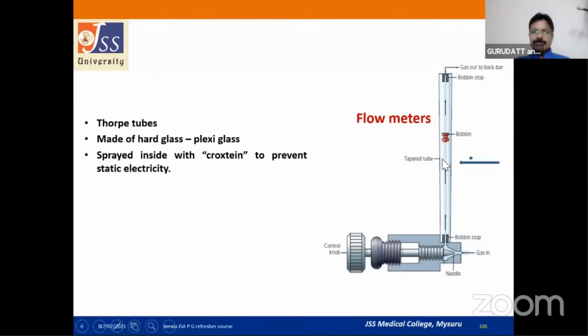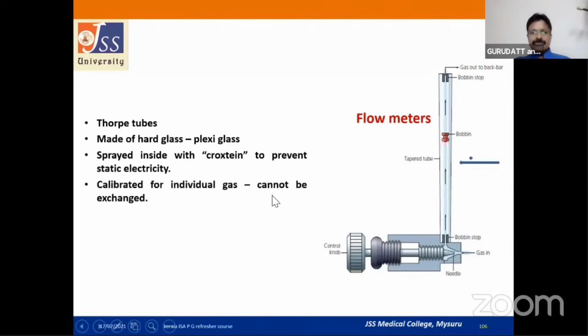This Croxtine will prevent static electricity, because with the movement of the bobbin, electricity is produced. If the electricity is not moved away and if it stays there, the bobbin gets stuck to the inner wall of the flow meter. So that is the reason you have an anti-static material sprayed inside, so that sticking of the bobbin is prevented, and the material is called Croxtine.